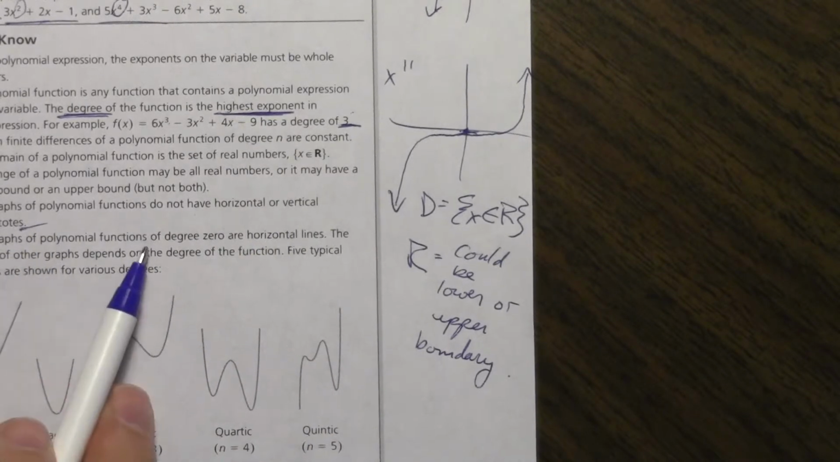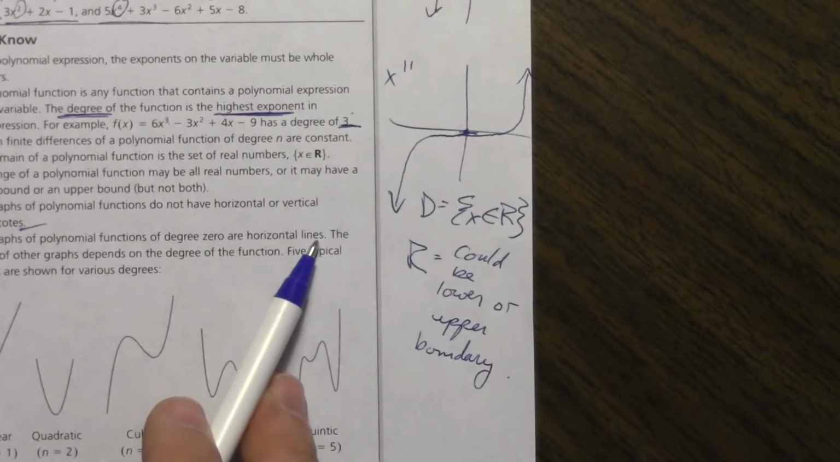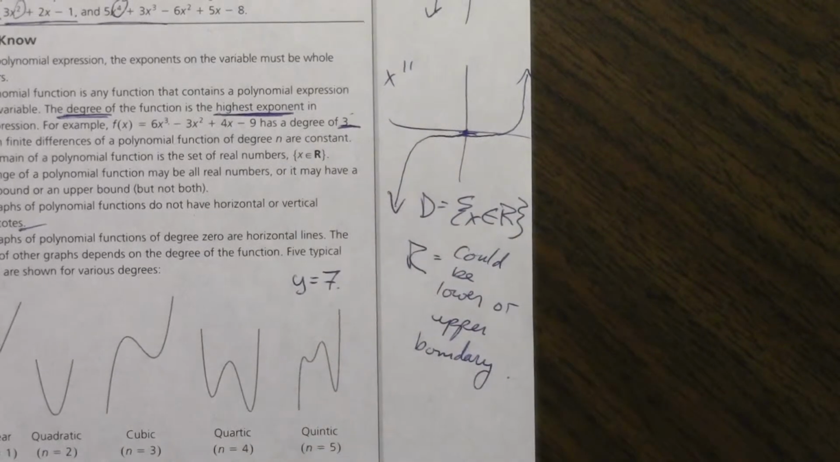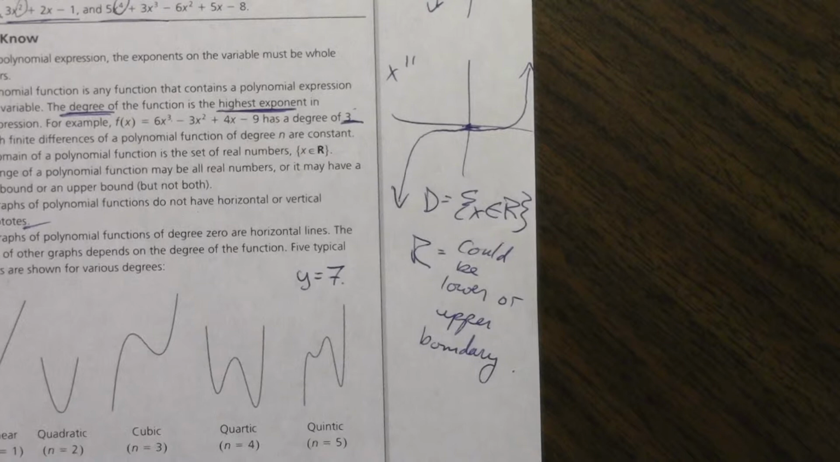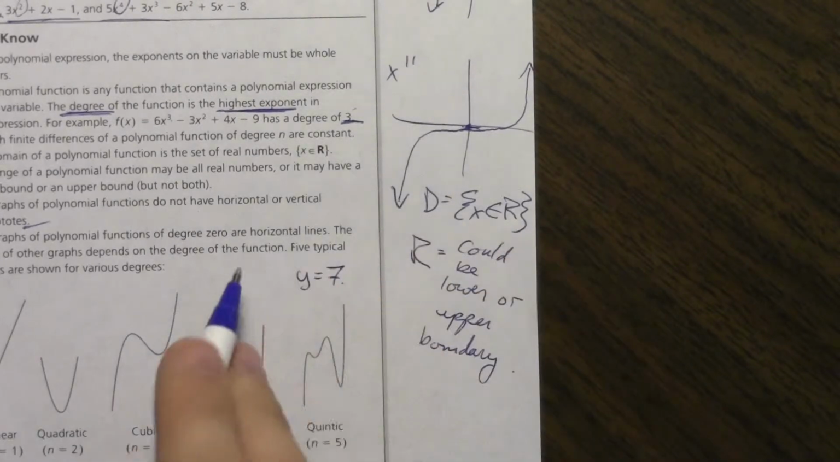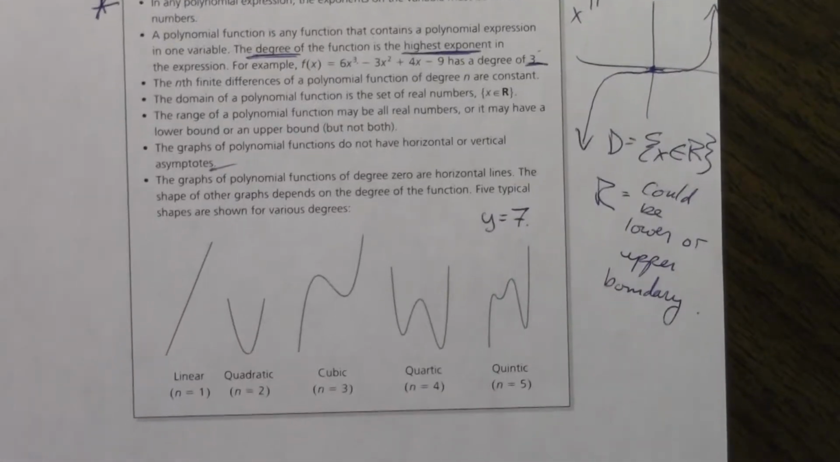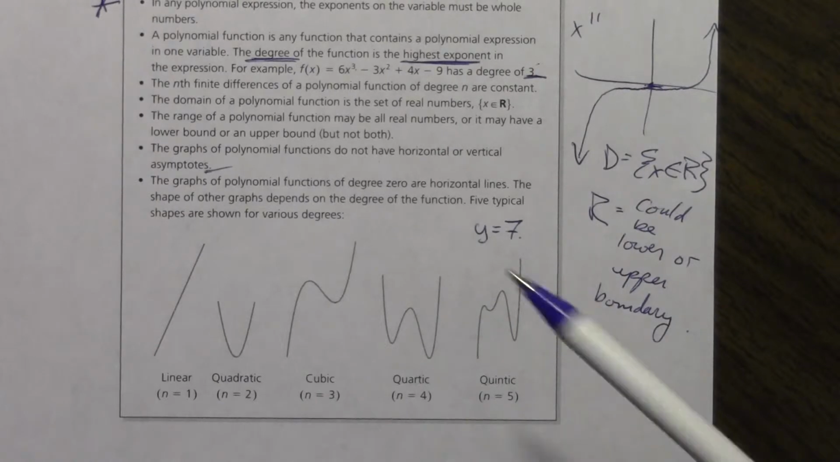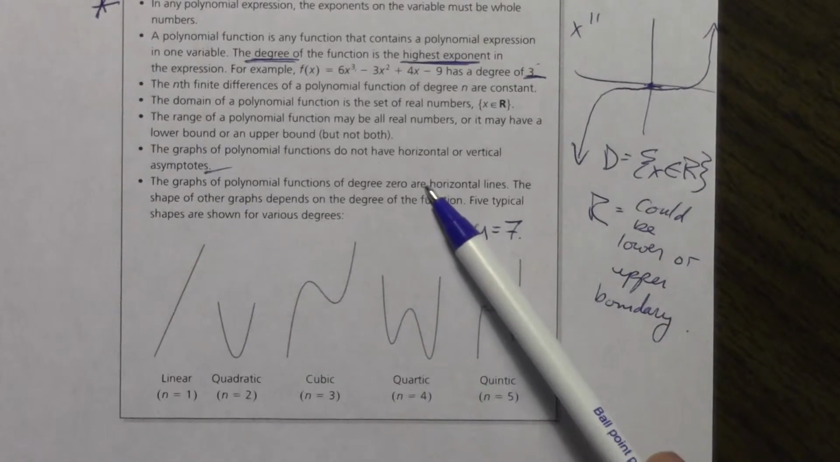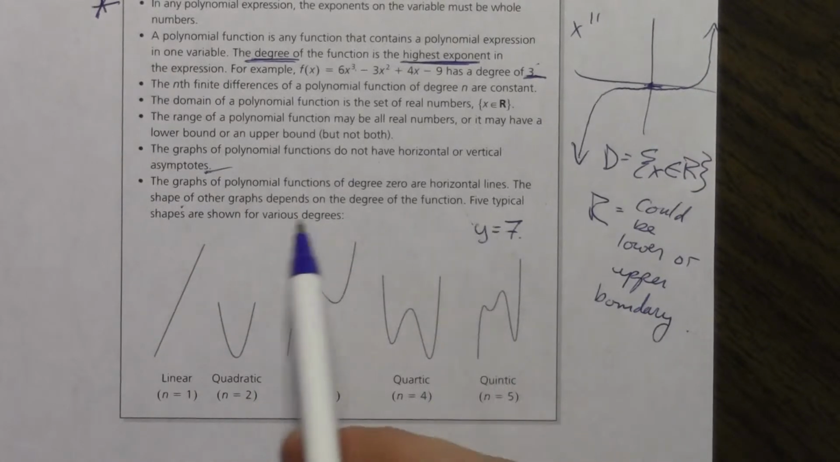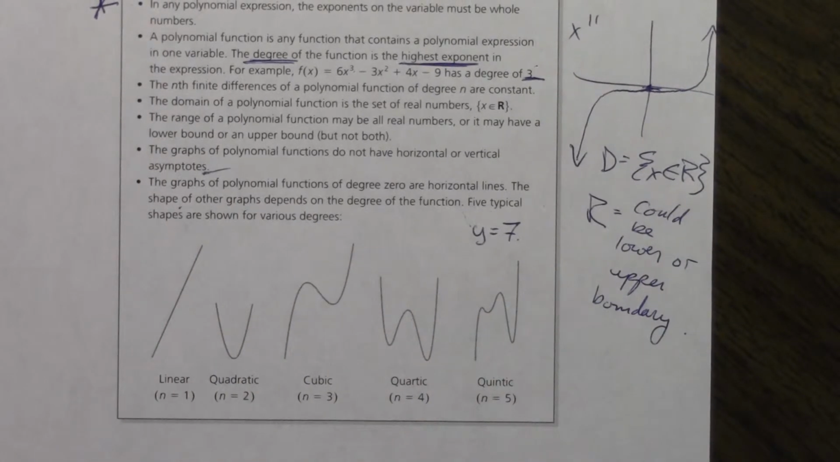The graphs of polynomial functions of degree 0 are horizontal lines. That was our y equals 7. So our degree of 0, 0 still being a positive integer, right? So that's addressing that first one. So can you zoom up a little? Better? Yeah. We're just at the end, sorry. So the graphs of polynomial functions of degree 0 are horizontal lines. The shape of other graphs depends on the degree of the function. 5 typical shapes are shown of various degrees.